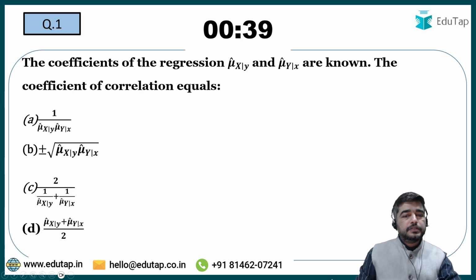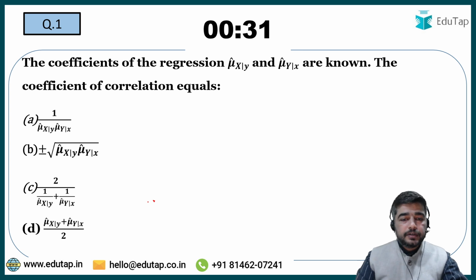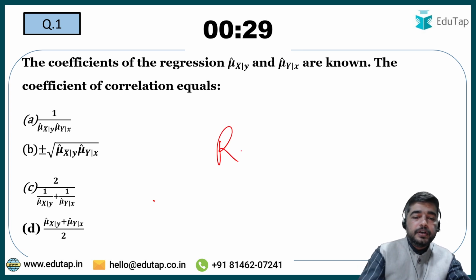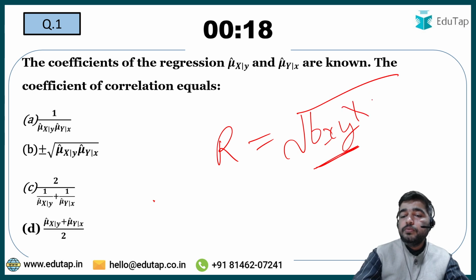So first question is about coefficient of correlation and coefficient of regression. How are they related? Coefficient of correlation is equal to root of bxy, that is coefficient of regression x on y, into coefficient of regression y on x.